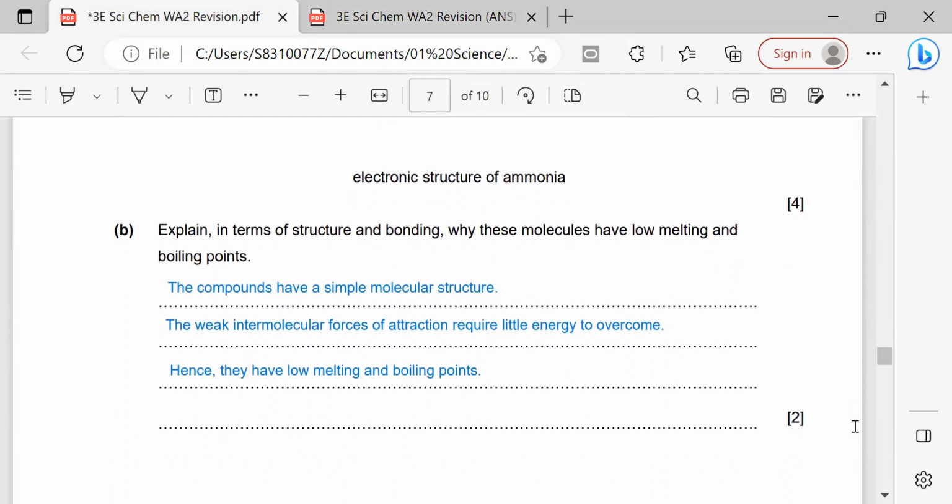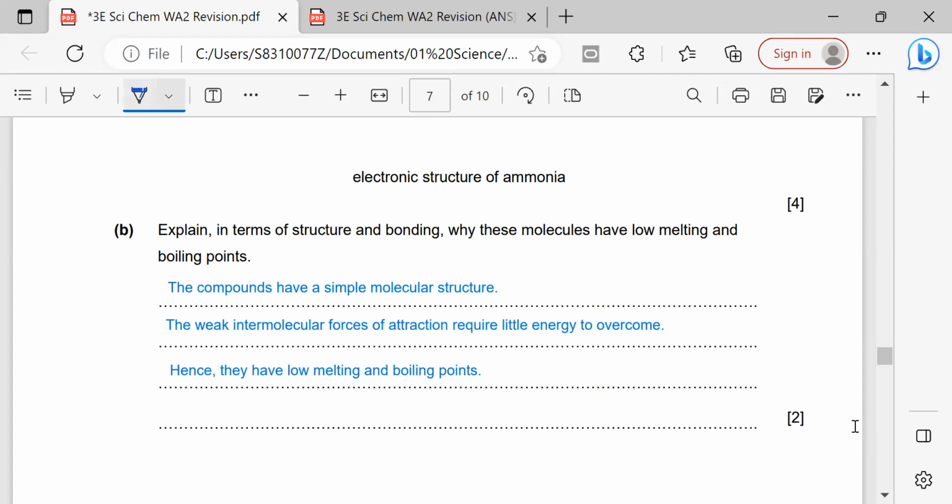And then in part B, they ask you to explain why these molecules have low melting and boiling points. And the reason is very standard once again. Because the question talks about in terms of structure and bonding, so refer to the structure. The first thing is to identify that your molecules have the simple molecular structure, and then explain the reason why the molecules have low melting and boiling points.